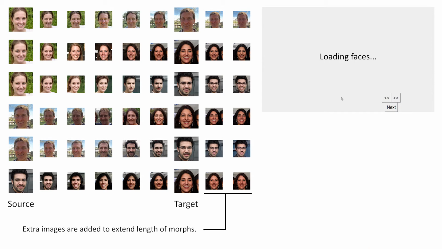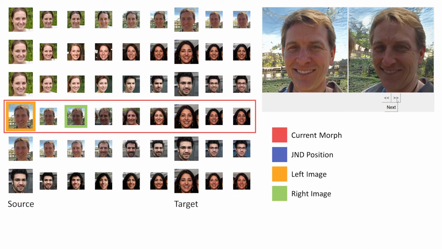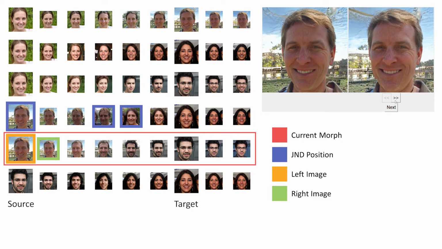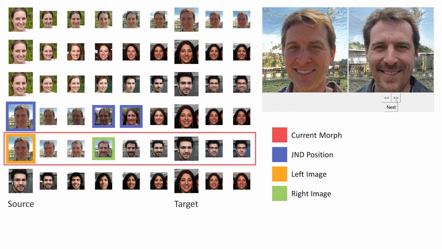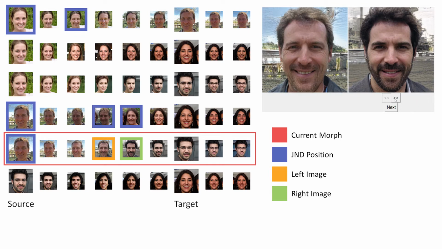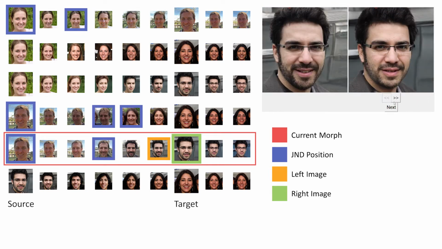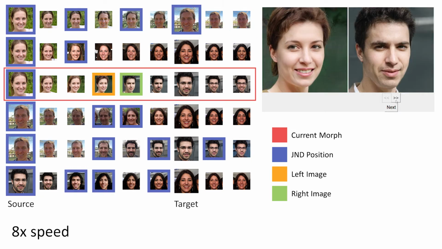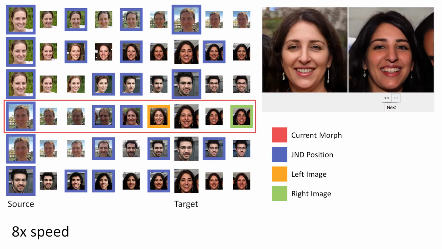Shown here is the experimental interface, which is all the subject sees during the trial. They're presented with two images at a time, and they're instructed to adjust the right image until the identities of the two faces are just noticeably different. Each time they decide that this JND has been reached, their position along the morph is noted and they're taken to another morph. A morph is completed once the subject notes a JND at or after the target image.